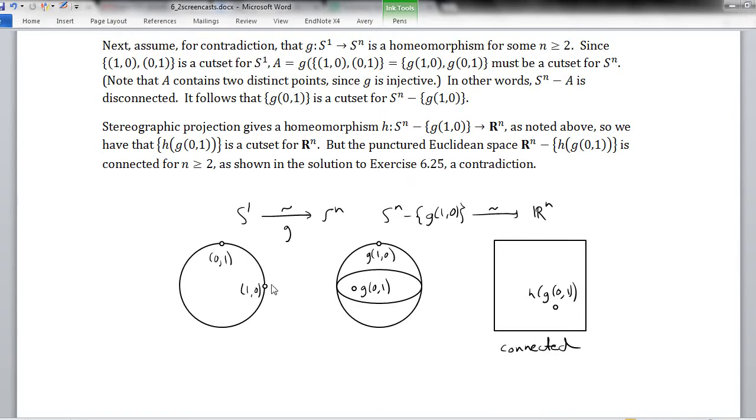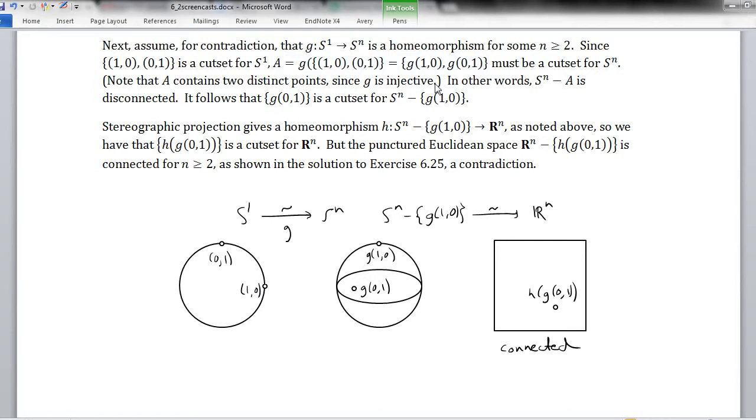Okay, so if you take our favorite 2 points, (1, 0) and (0, 1), in S1, they do form a cut set for S1. And then if you look at the image of these points under this alleged homeomorphism G, then you get 2 points in Sn. We'll call that set of 2 points A, and it has to be a cut set for Sn. Okay, and it's important to note that we do actually get 2 distinct points, right? In general, maybe these 2 points would map to the same point, but that can't happen because G is a homeomorphism, and so in particular it's a bijection. So in particular it's injective.